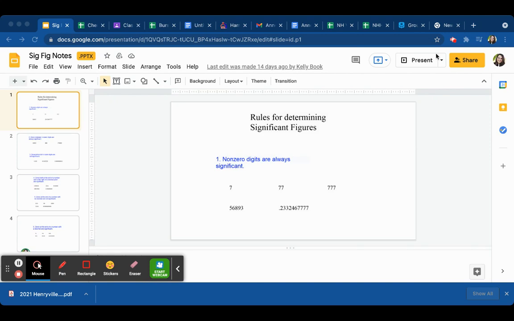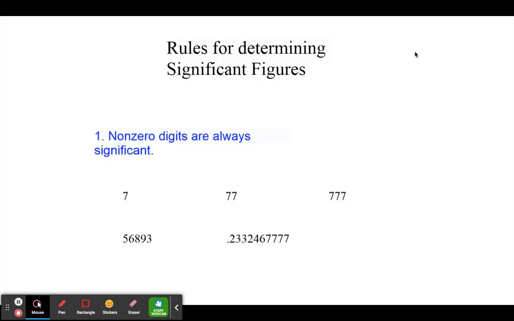Okay, so we are going to look at the rules for determining significant figures. Yesterday we talked about uncertainty of measurement, and we talked about accuracy and precision. So you can only be as sure as the number of significant figures that you have. On your notes page, the first rule says that non-zero digits are always significant.